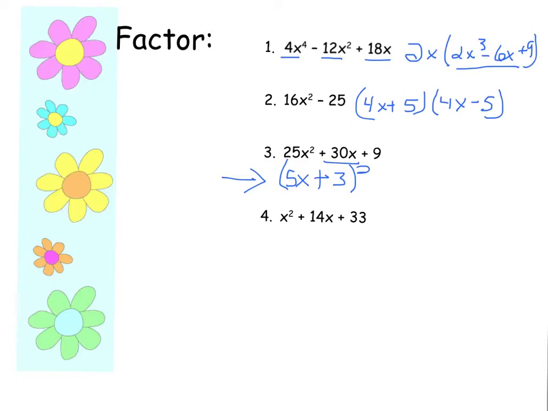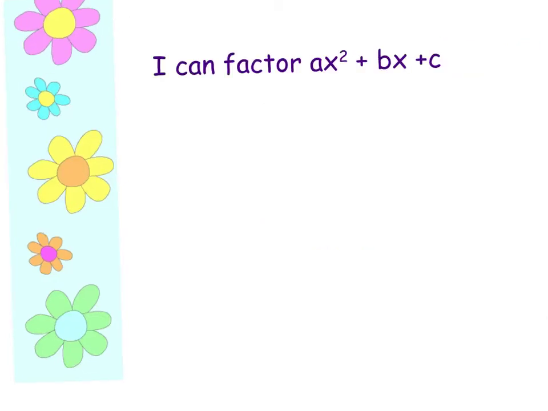And lastly, 4. Is there anything in common that we can factor out first? No. Is it a special case? No, because 33 is not a perfect square. So, does it fit this pattern, where you have the x's as your first term, and two numbers that multiply to 33 and add to 14? Well, 11 times 3 is 33, and 11 plus 3 is 14. So that's its factored form. So what we're doing today is factoring a trinomial, a quadratic trinomial, but where this leading coefficient is something greater than 1.